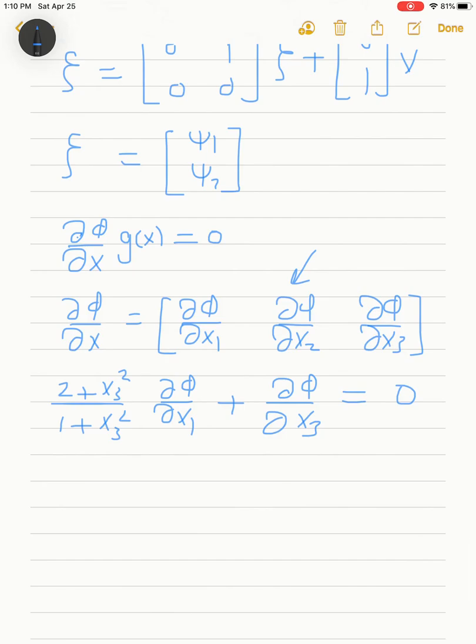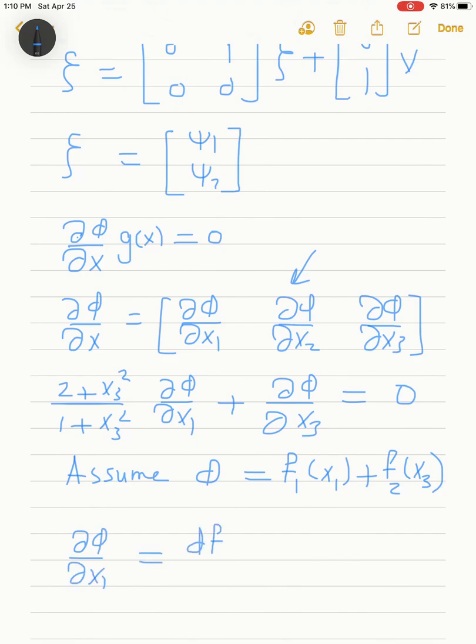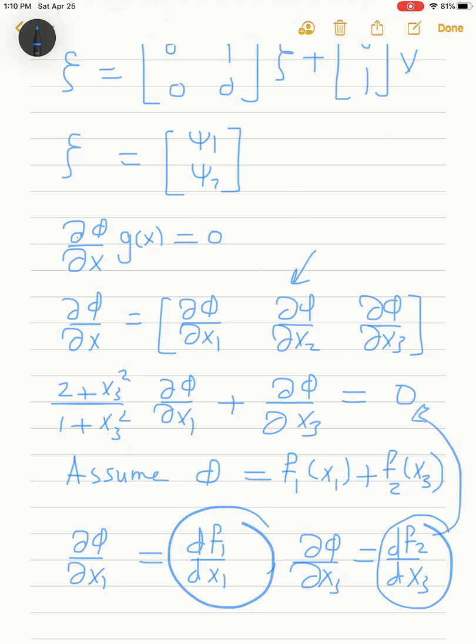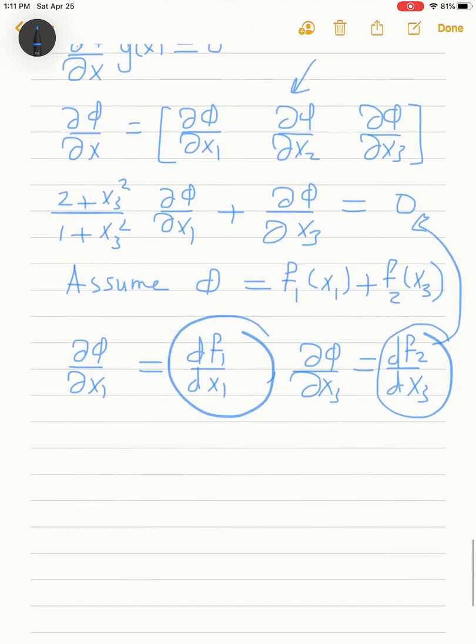We will assume a solution for phi in the form of f1 of x1 plus f2 of x3, and consequently the partial derivative of phi with respect to x1 will give us the derivative of f1 with respect to x1, and the partial derivative of phi with respect to x3 will give us df2 by dx3. So we substitute from these two expressions into the partial differential equation that we wanted to solve.